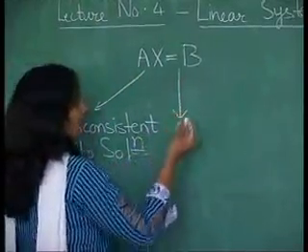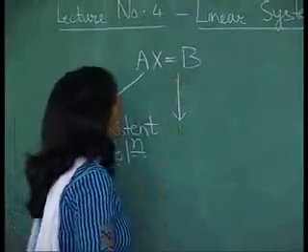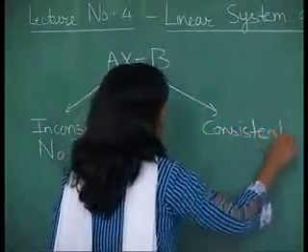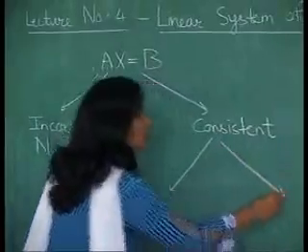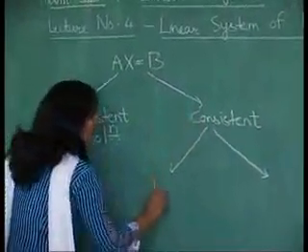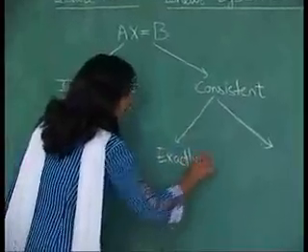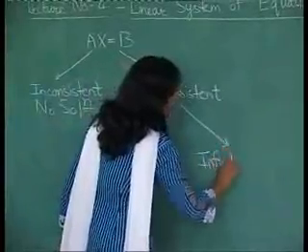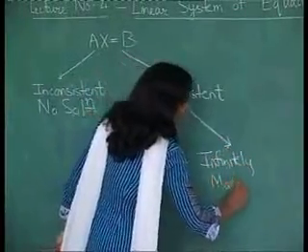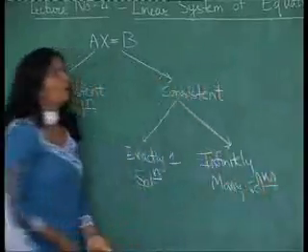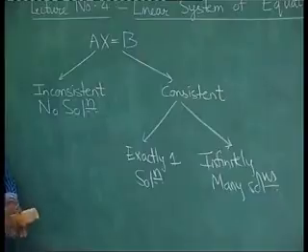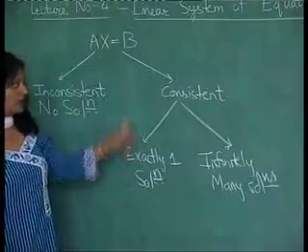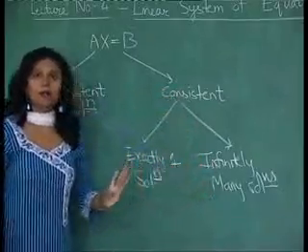A second possibility is that it is consistent, and then I can further break this up. If it is consistent, it means it has a solution, and here there are 2 possibilities. If it has a solution, it will have exactly one solution, or it will have infinitely many solutions. So when we are looking at the question of solutions of a linear system, there are only 3 cases that will arise. Either the system will have no solution, or it will have exactly one solution, or it will have infinitely many solutions.